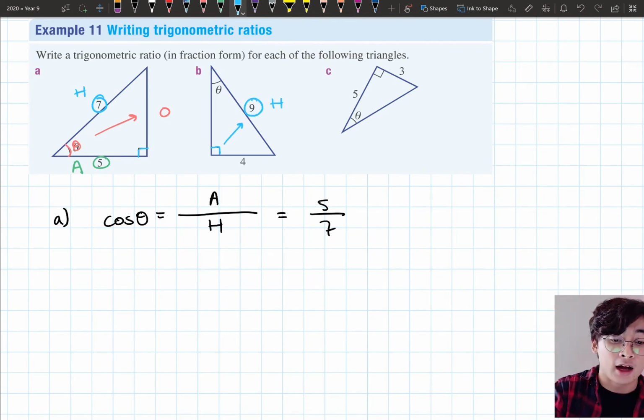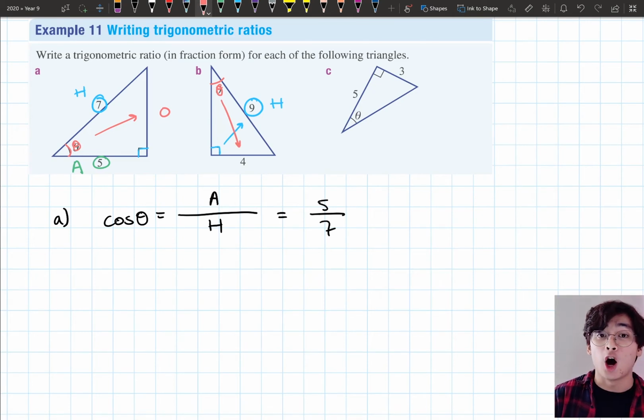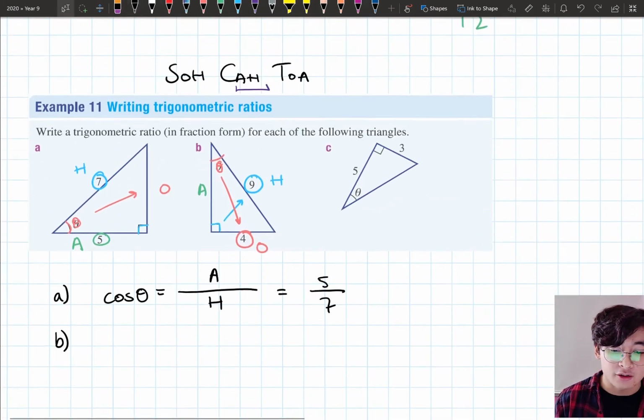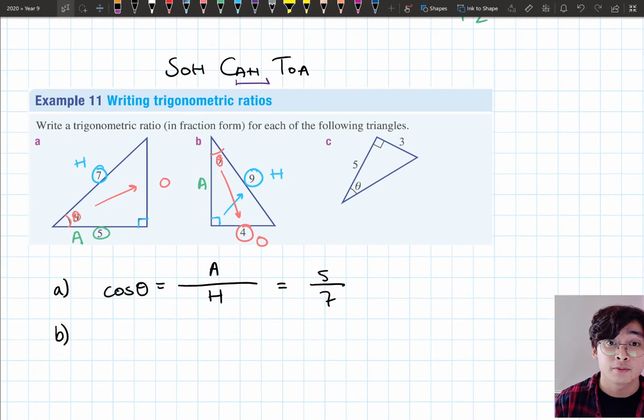Next step, I look at my angle theta. Then I go opposite my angle theta. That side over there is my opposite side. And so my opposite side has a value of 4. Now the adjacent side doesn't have any value, so I'm not going to use adjacent this time. So let's have a look for part B. Which of my 3 trig ratios uses opposite and hypotenuse? Well, if you have a look, cos and tan both use adjacent. I don't have adjacent in this triangle, so I'm going to have to use sine.